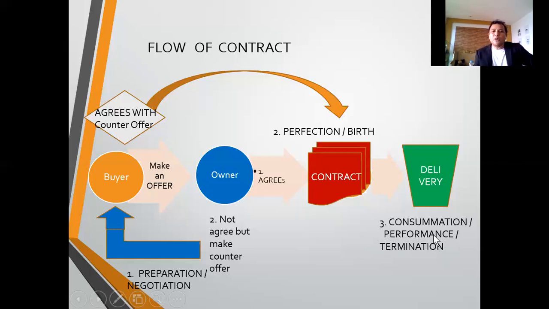But if you say a contract of loan, upon delivery of the payment in a contract of loan, it is already termination. So the loan has been terminated. So there are two parties in a contract of loan, the borrower and the lender. When the borrower already pays in full the total amount of the loan, it will terminate the contract's life. Okay. So these are the three stages: preparation, perfection, and consummation, performance, or termination.